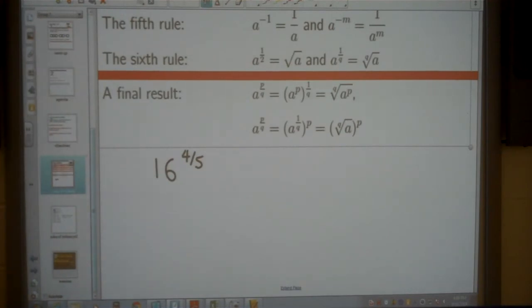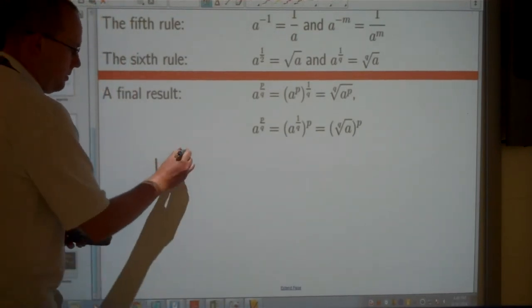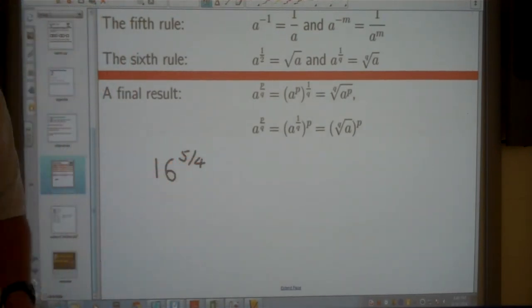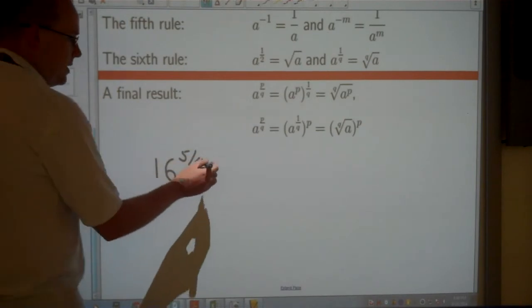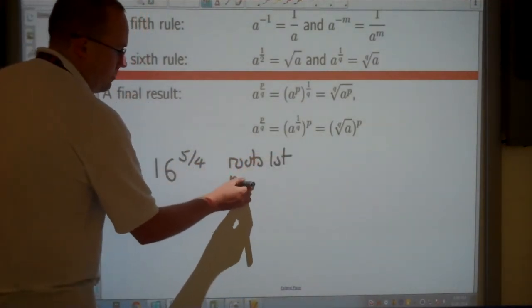most of you aren't going to know what 16 to the power of 4 is anyway. Oops, I got that the wrong way around. I'm going to say 5 over 4. Let me switch that around. Most of you aren't going to know 16 to the power of 5, and even if you did, you're not going to know what the fourth root is because that's going to be a very big number. So when we have this, I would recommend that you do roots first, and then do powers second.